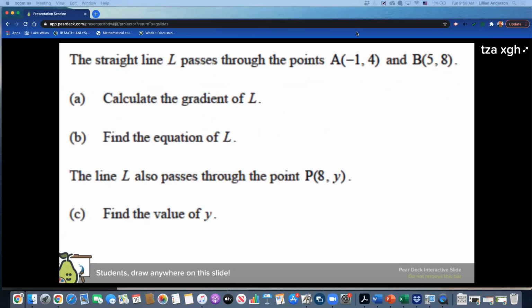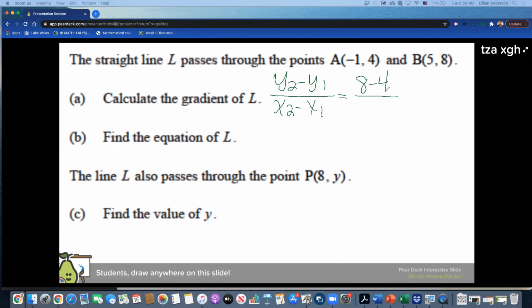Gonna do this one together because we are running a little short on time, and I am gonna have to stop here and pick up Thursday where we left off. But it says the straight line L passes through the points A and B. Calculate the gradient of L. Okay, gradient, slope, old school slope. That formula is y2 minus y1 over x2 minus x1, and that formula is in your reference book.